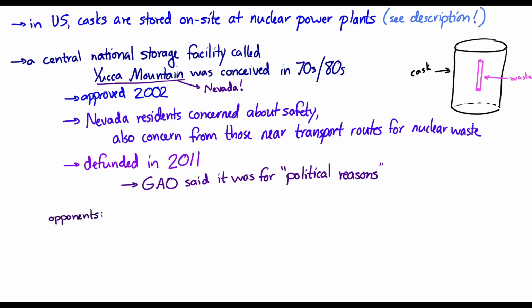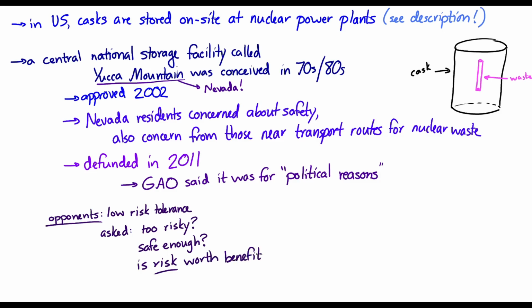Opponents would argue for less risk tolerance. So the people who were opposing this idea were asking if it was too risky. They questioned whether this facility would be safe enough in the long term. And they were asking, is the risk worth the benefits? And that's a difficult question for many reasons.